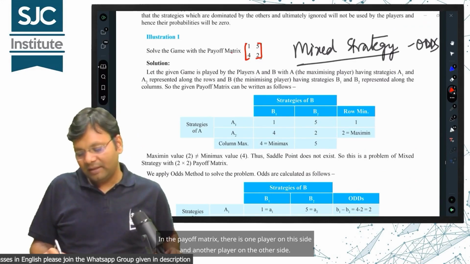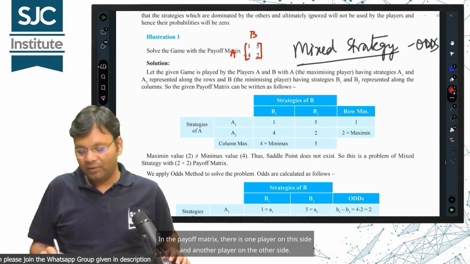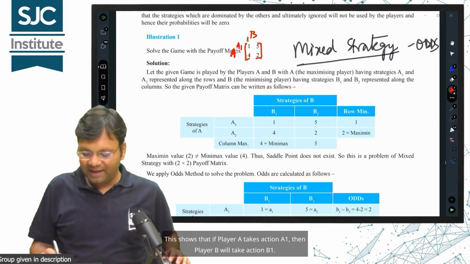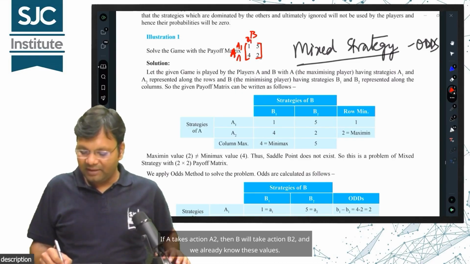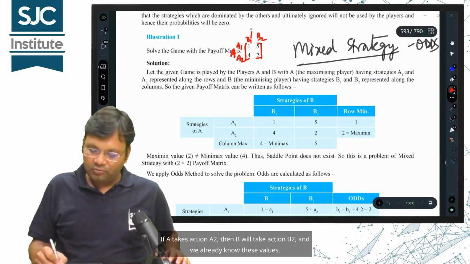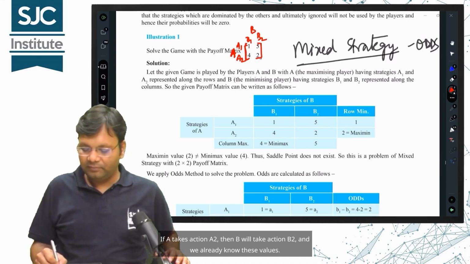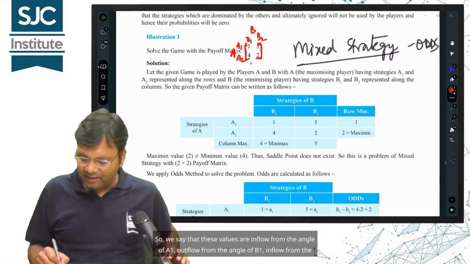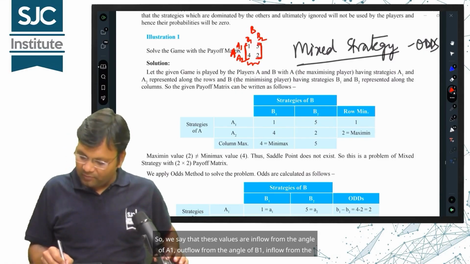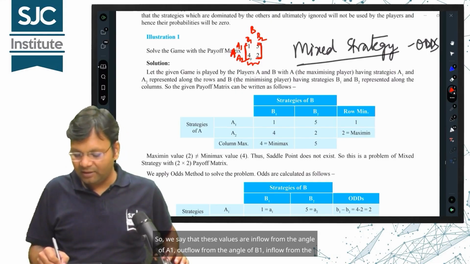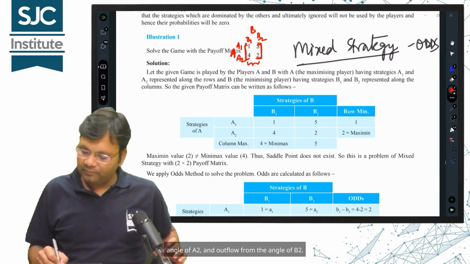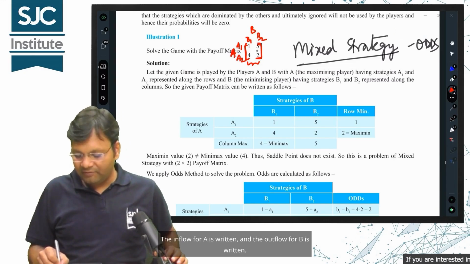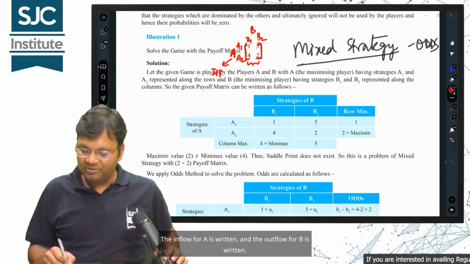In the payoff matrix, there is one player on this side and another player on the other side. This shows that if player A takes action A1, then player B will take action B1. If it takes action A2, then B will take action B2, and we already know these values. We get to know this from the question itself. So, we say that these values are inflow from the angle of A1, outflow from the angle of B1, inflow from the angle of A2, and outflow from the angle of B2. So, whatever A1 or A is getting, that is written here. The inflow for A is written and the outflow for B is written.